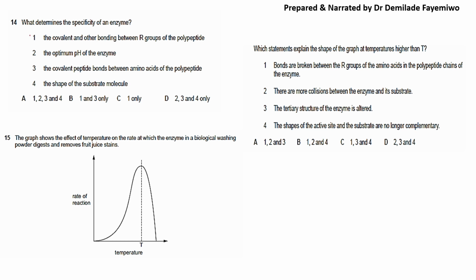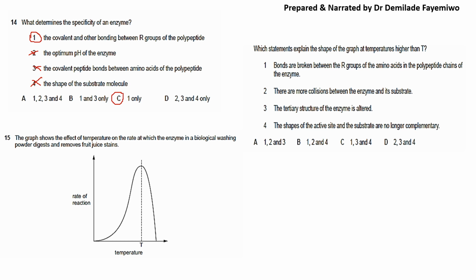Yes, that's true. Something to bear in mind is that all enzymes are proteins, but not all proteins are enzymes. So have that at the back of your mind. The optimum pH of the enzyme, that doesn't determine the specificity, but it can affect the specificity. So those are two different things. The covalent peptide bonds between the amino acids of the peptide may not necessarily determine the binding site, right? It might just be about keeping the rest of the enzyme in shape. So that's not necessarily true. The substrate molecule doesn't determine the specificity. So in this case, for number 14, I would say that the answer is C.